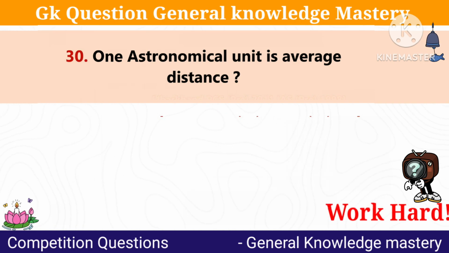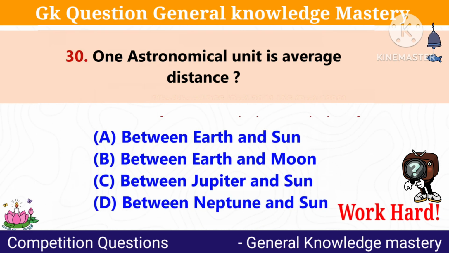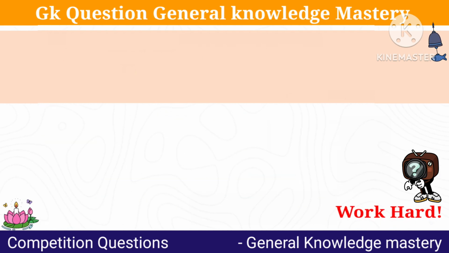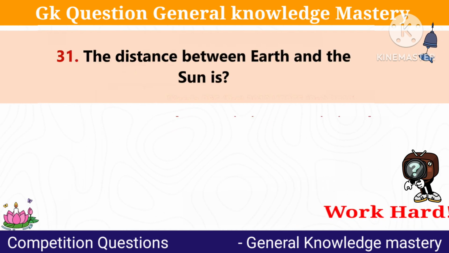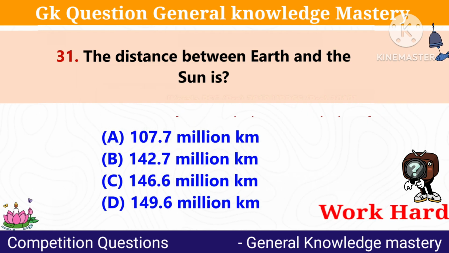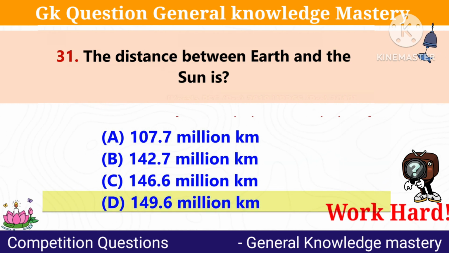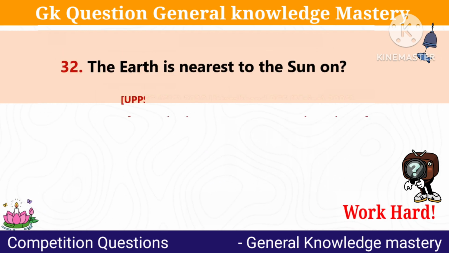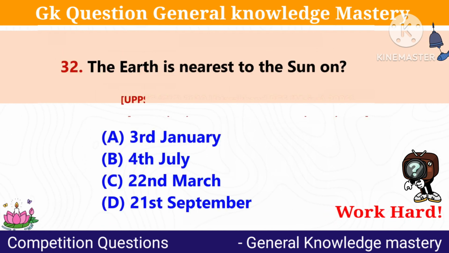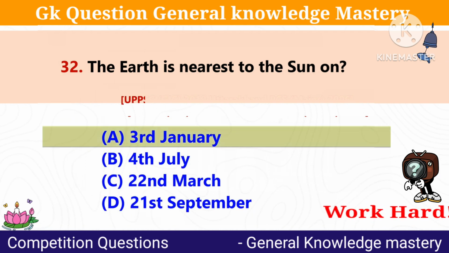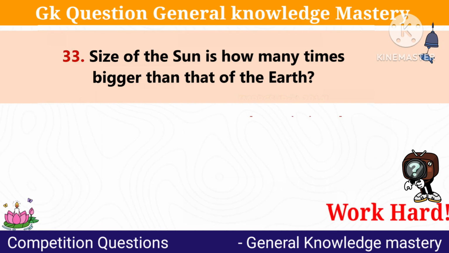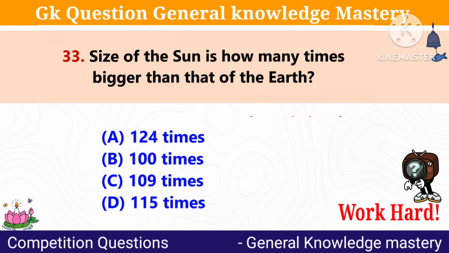One astronomical unit is the average distance? Answer: between Earth and Sun. The distance between Earth and the Sun is? Answer: 149.6 million kilometers. The Earth is nearest to the Sun on? Answer: 3rd January. The size of the Sun is how many times bigger than that of Earth?